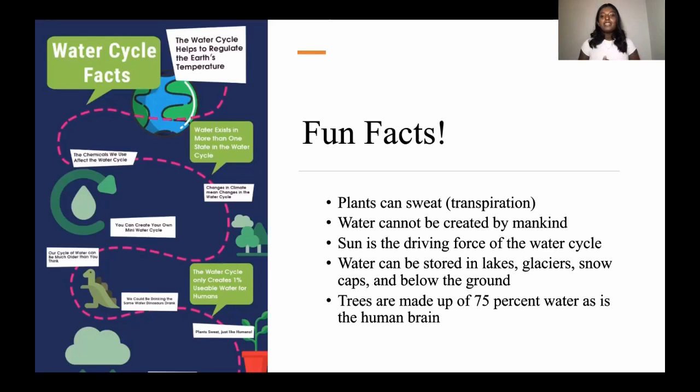So that's how you've got to think of how the water cycle works in coordination with the sun. Next up, we have the fact that water can be stored in lakes, glaciers, snow caps, and below the ground. So, like I told you, groundwater can essentially sink into the oceans and can be evaporated from there. But if you think about it, glaciers, snow caps, anything like that, it's frozen water, right? So that's also where a lot of our water is stored in solid form because it's not liquid form, it's not usable to us yet.